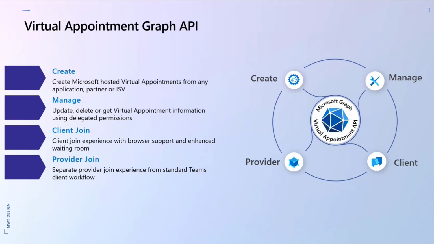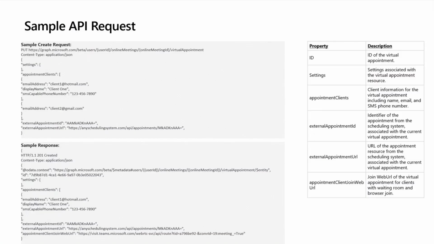This is especially important for scenarios when you want to have virtual appointments, but you want to bring your own scheduling system. Until today, you could only use our first-party scheduling system, but with this new Virtual Appointment Graph API, you can bring your own application, scheduling system, whatever you want, and using the Graph API, create these hosted virtual appointments. So let me jump into what a sample API request might look like.